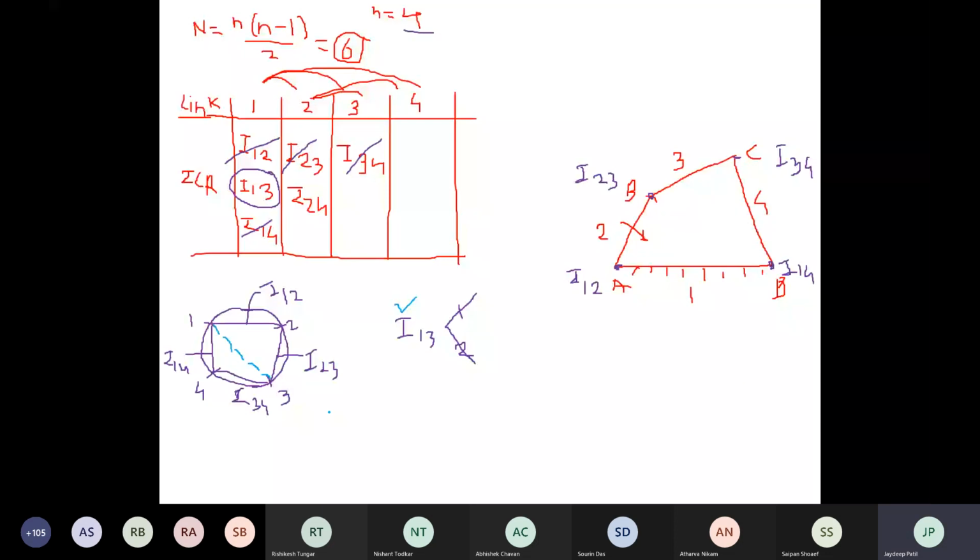1 2 3 and 1 4 3. Correct. 1 2 3 and 1 4 3. Okay. By using the first triangle, you will get the first straight line. By using the second triangle, you will get the second straight line. You have to extend it. Where it intersects, you will get the I13.